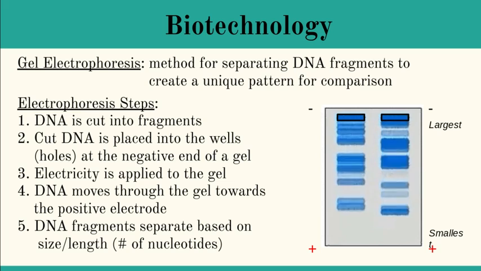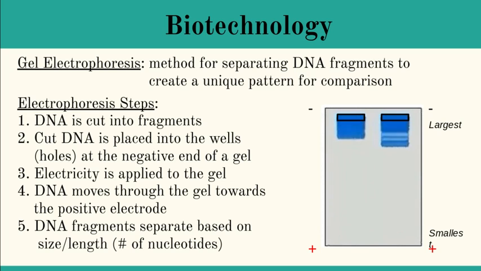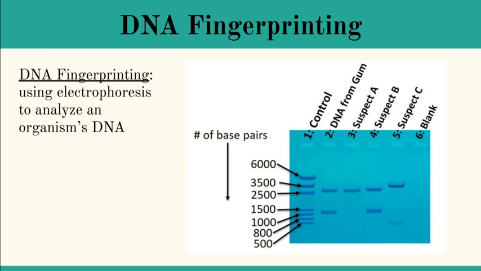Since DNA is slightly negatively charged, it will move down towards the positive end of the electric box that it is in. The DNA is just left to run for a while through this gel, then eventually it's going to separate enough so that you can analyze it and compare different DNA samples. And this is called DNA fingerprinting.